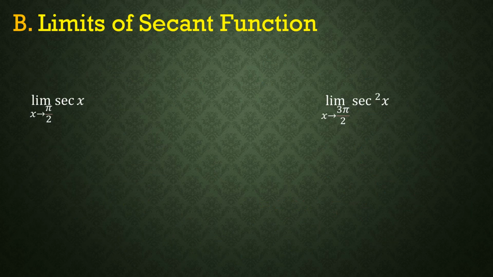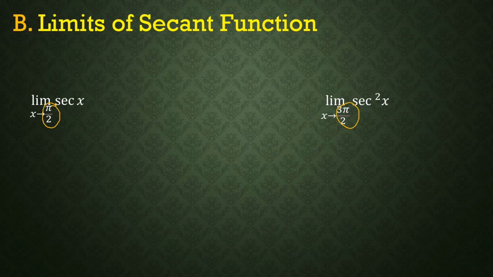So the question here is, when will the limit of secant x not exist? So when will that happen? That is usually the question, right? Take note that in the domain of secant x, we disregard pi over 2, 3 pi over 2, and all the multiples of pi over 2.